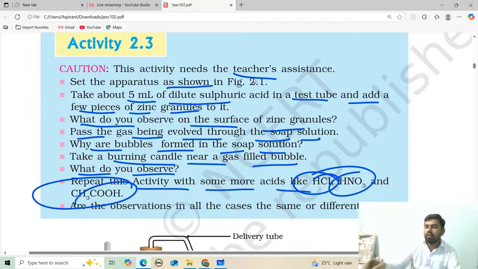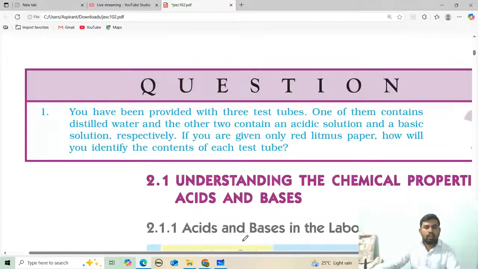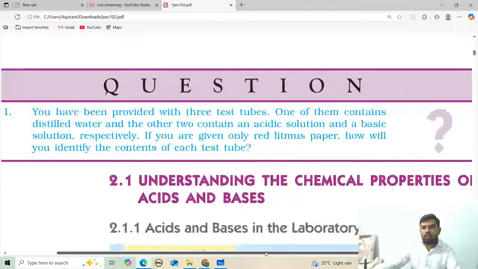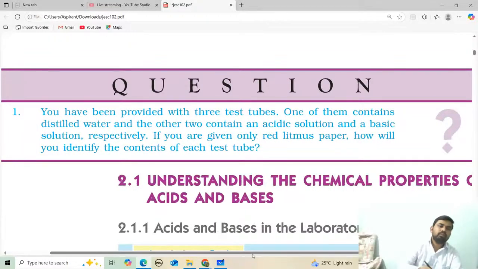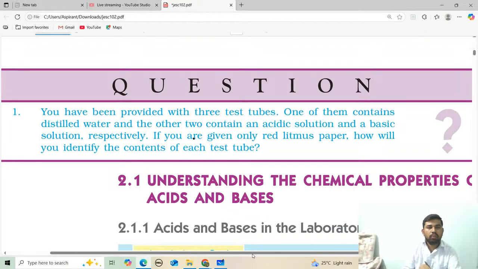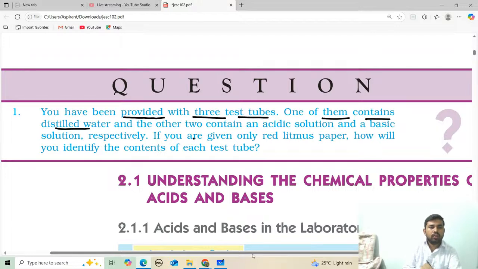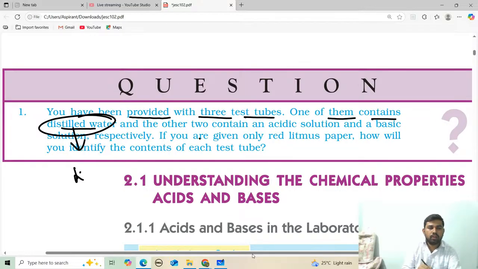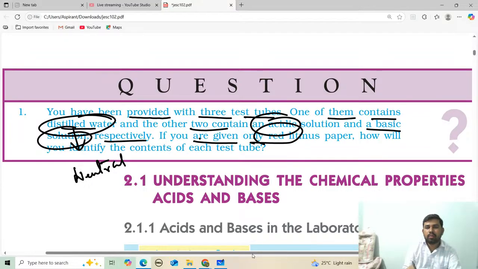Before going to this, let me discuss a question. Observe carefully what they have given. You have been provided with three test tubes. One of them contains distilled water. Remember, distilled water is not acid, it is neutral. The other two contain acidic and basic solutions respectively. If you are given only red litmus paper, how will you identify the contents of each test tube?